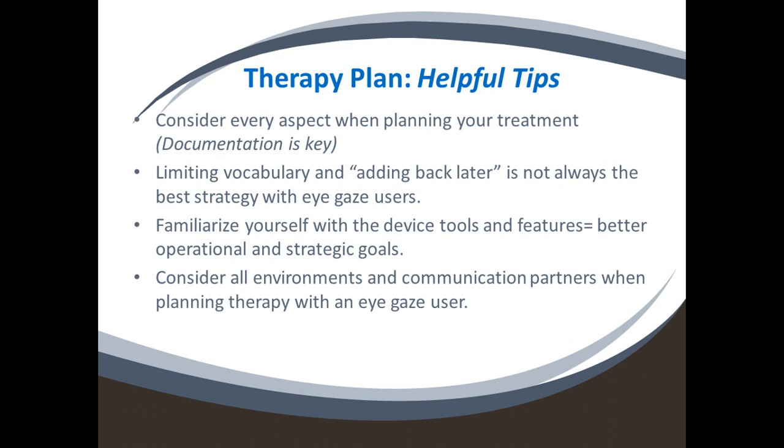Limiting vocabulary and adding back later is not always the best strategy with eye gaze users. So remember the example of Emily with Rett syndrome. Sometimes we get in the habit as therapists, especially if you are a therapist who worked with autism, of limiting vocabulary because it's too overwhelming. I'm going to take it all out and only add a few things and keep adding. But know the disorder that you're working with. Research has shown that with Rett syndrome, that is not the best method of working with most girls with Rett.